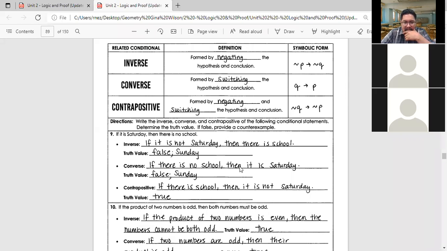Then, in the original it says then it is Saturday, but here it says then it is not Saturday. So again, we have to reverse the no or the lack of no in there. And in this case, it would be true. So if we read the entire statement, if there is school, so imagine that you are at school, is there a chance it could be Saturday? No, right? There's probably not a chance it would be Saturday.